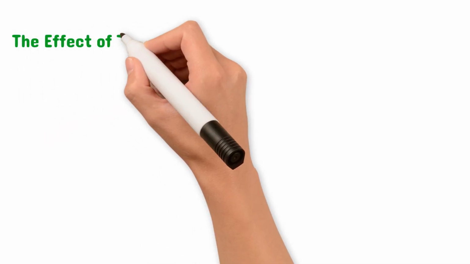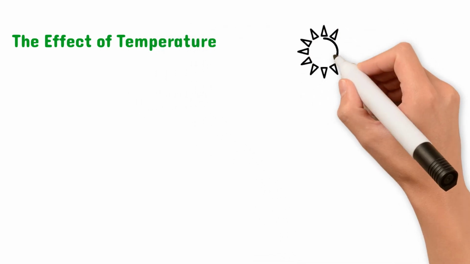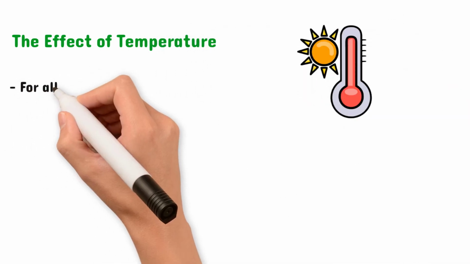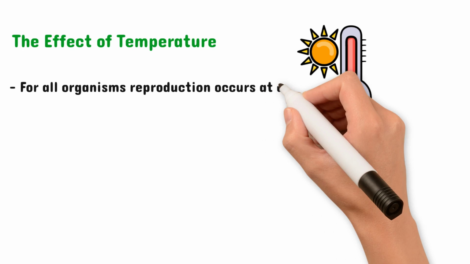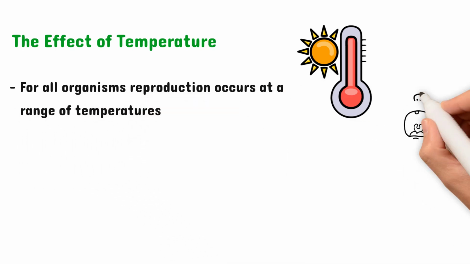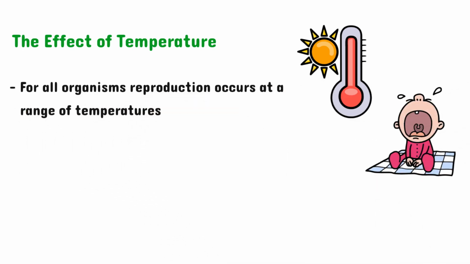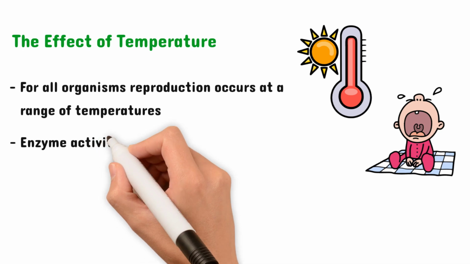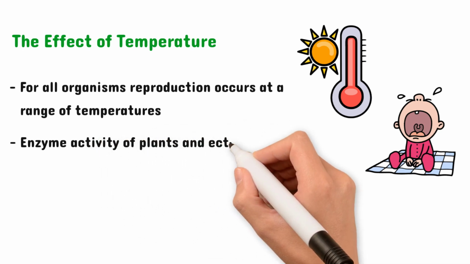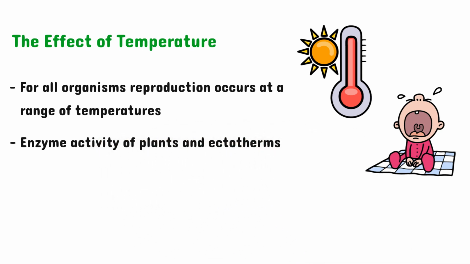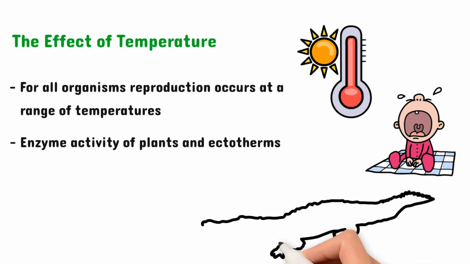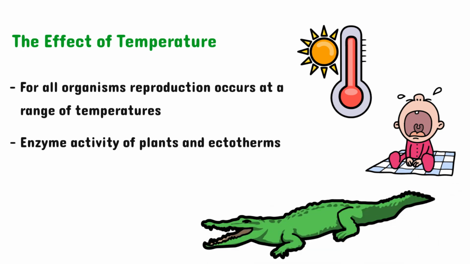Now let's talk about the effect of temperature. Firstly, for all organisms, reproduction needs to occur at a range of temperatures, and for anything outside that range, the organism won't be able to reproduce. Secondly, enzyme activity of plants and ectotherms is highly dependent on temperature. Ectotherms are animals that depend on external sources for their body heat.